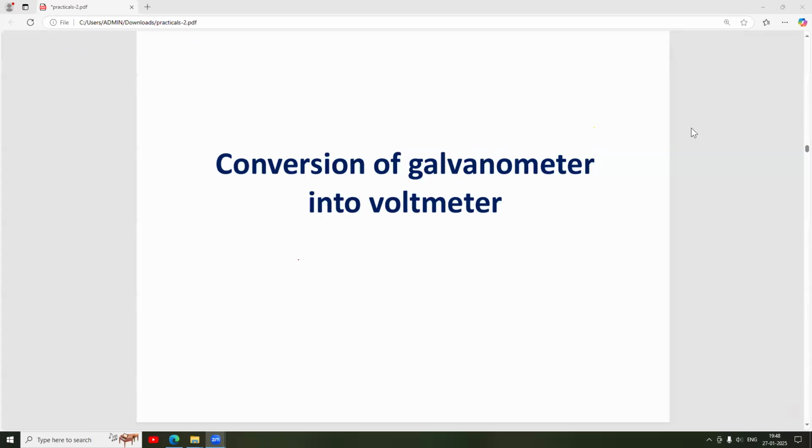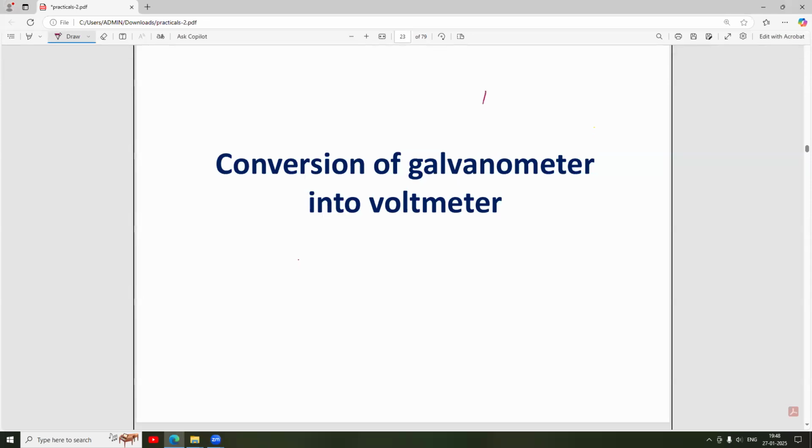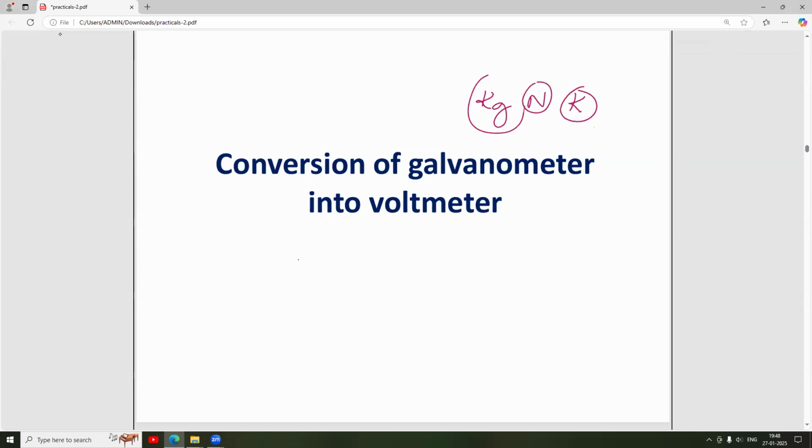Namaste students. Now we will see what are the things to be remembered in the experiment, conversion of galvanometer into voltmeter. So you will be given a galvanometer. You have to collect some data from the galvanometer like galvanometer resistance, Rg, number of divisions in the galvanometer, its figure of merit, K. All those things will be written in the galvanometer.